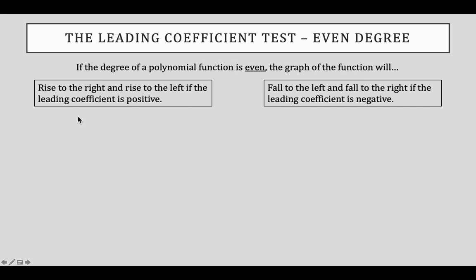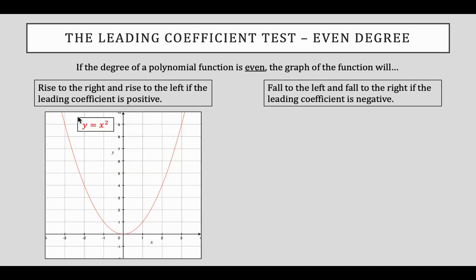So here are two basic graphs that will help you to remember these two rules. Here we have the graph of y equals x squared. You guys all know what this graph looks like. We have a parabola that opens up. This graph has an even degree, the degree is 2, and the leading coefficient is positive. It goes up to the left and up to the right. This means that any other polynomial with an even degree and a positive leading coefficient will rise to the left and rise to the right.